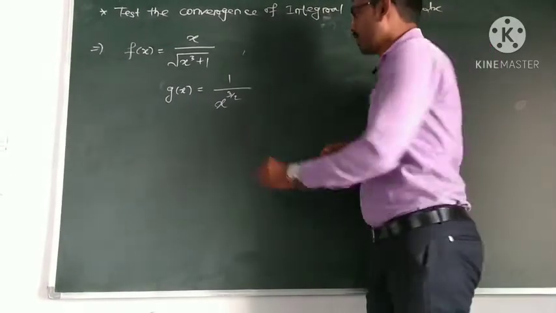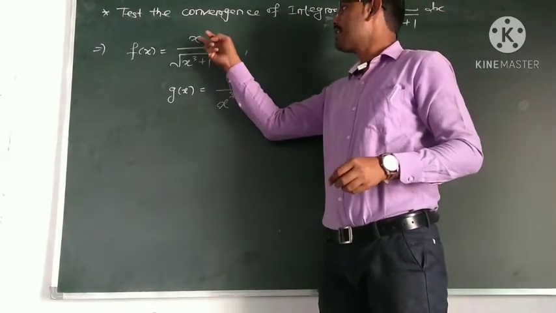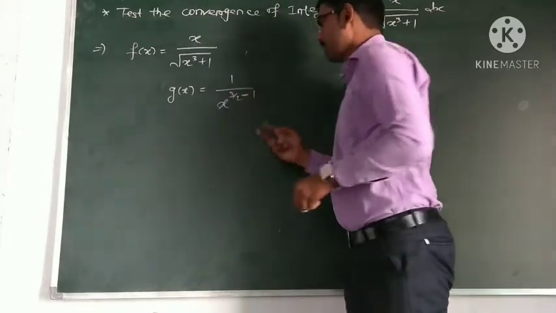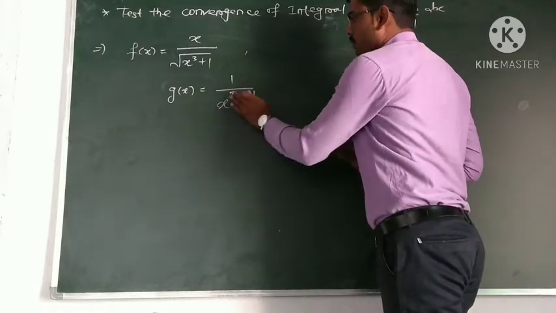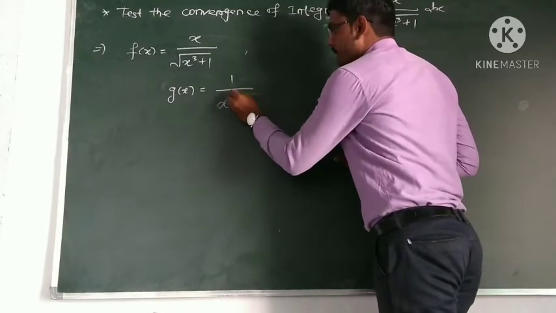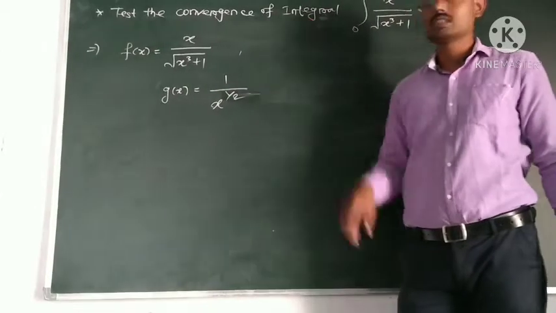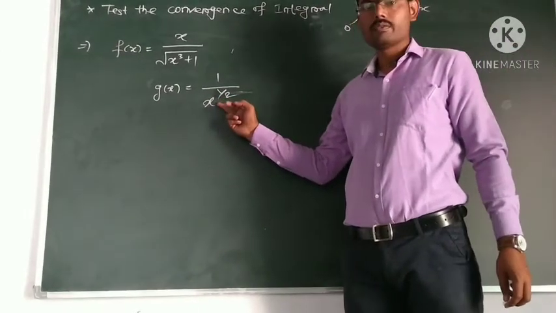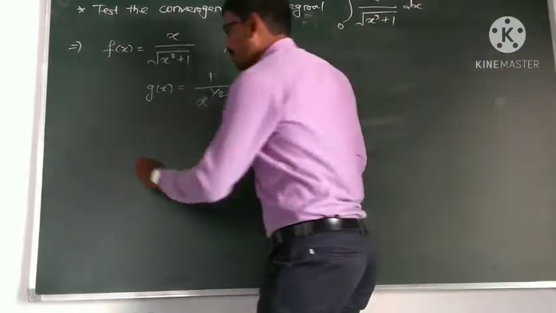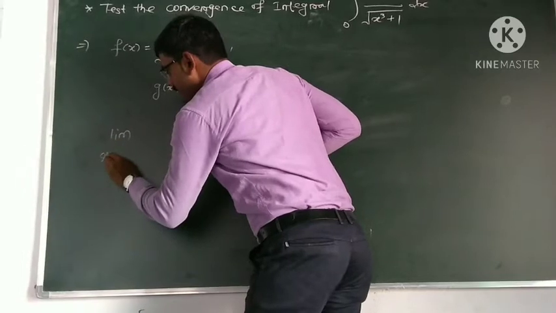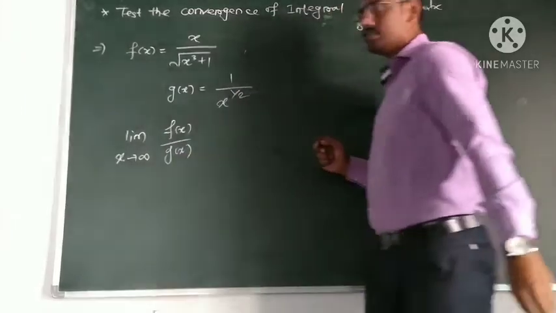The highest power of x in the denominator minus the highest power of x in the numerator. What is the highest power of x in the numerator? It is 1. So 3 by 2 minus 1 is 3 minus 2 upon 2, that is 1 by 2. So take g of x equal to 1 upon x raised to power 1 by 2. This is one way to find the function g, so we will use this function. Our g of x is 1 upon x raised to power 1 by 2. Now we will find the value of the limit as x tends to infinity of f of x upon g of x.